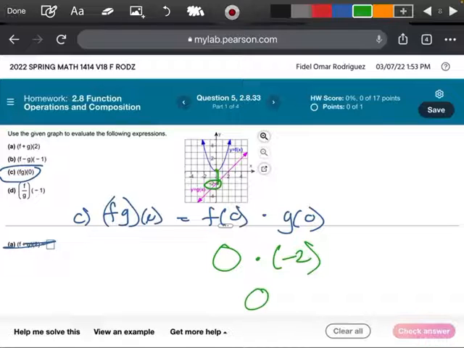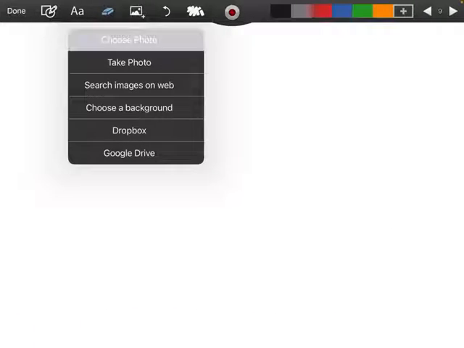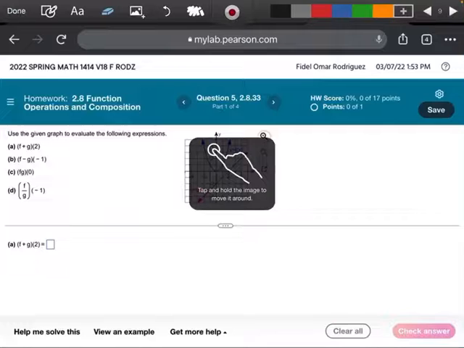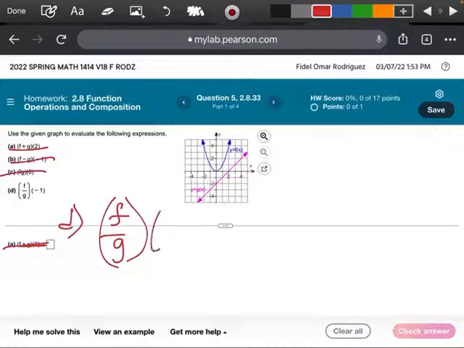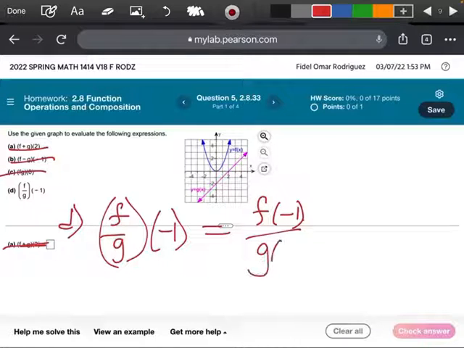Okay? And then we have one last one to do. So let's go ahead and do it. And now we're going to do part D. We're going to find f divided by g of negative 1. So the way I'm going to do this one is I'm going to find f of negative 1, and I'm going to find g of negative 1, and we're actually going to divide them out because we have a fraction, and a fraction means we're just dividing, right?